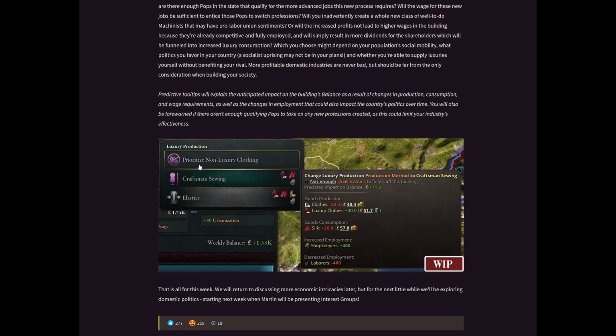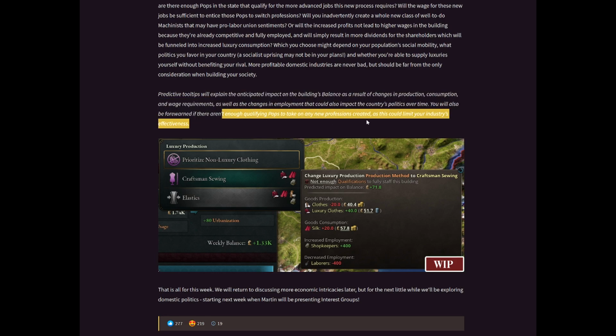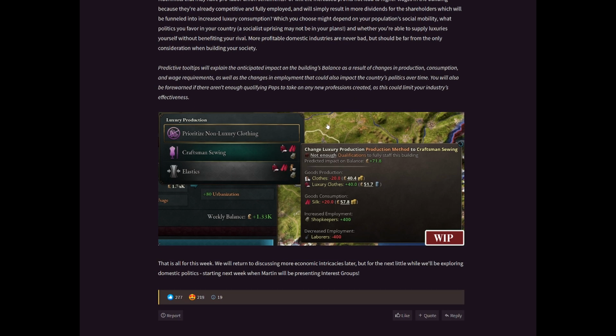So there's the predictive tool tips. That is the next step from the predictive market price. The predictive tool tip will explain the anticipated impact on the building's balance as a result of changes in production, consumption, wage requirements, as well as the changes in employment that could also impact the country's politics over time. You'll also be forewarned if there aren't enough qualifying POPs to take on new professions created, as this could limit the industry's effectiveness if you change it all at once, as you can see here.